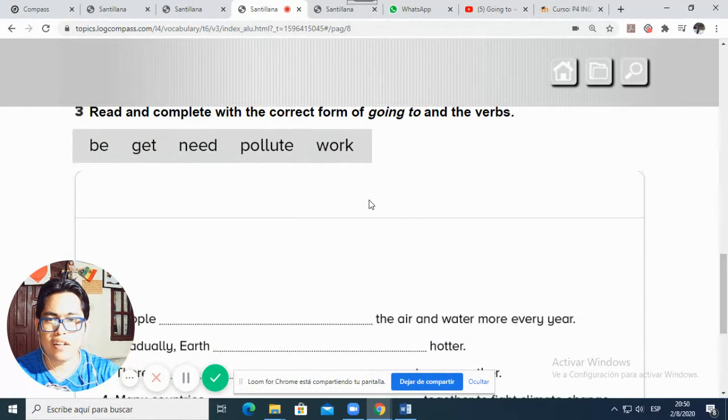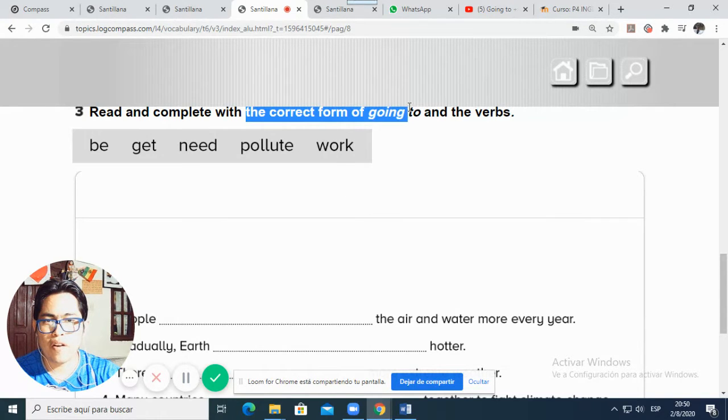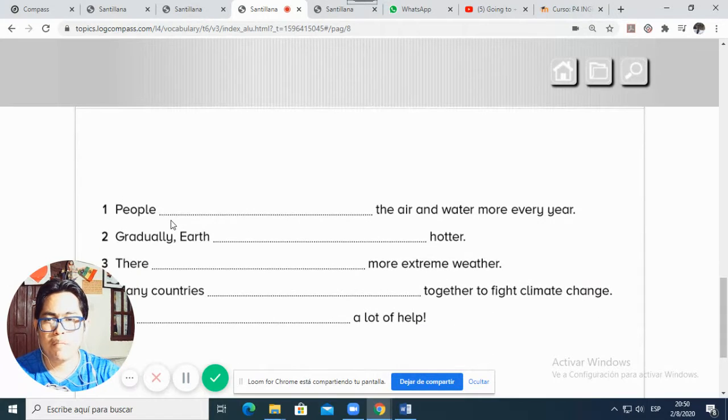Okay, in the next part down, we need to complete with one of these words and the correct form of going to. For example, people move the air and water more every year. So number one, if we are talking about people, we use are because people is plural. Okay, people are going to. Remember that with the verb, we always use the verb be and then going to. Okay, so people are going to pollute the air and water more every year. So this is an example. You complete using going to and one verb from the box, as I am showing you in this example. So you do the same with the others.